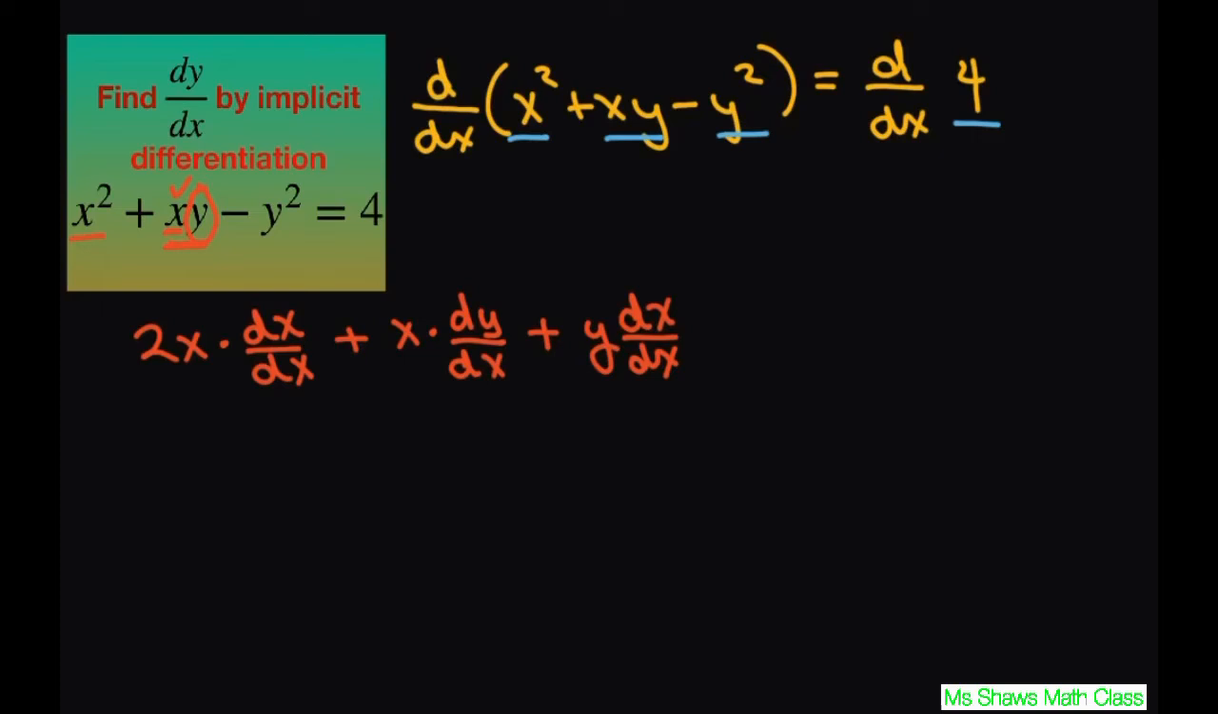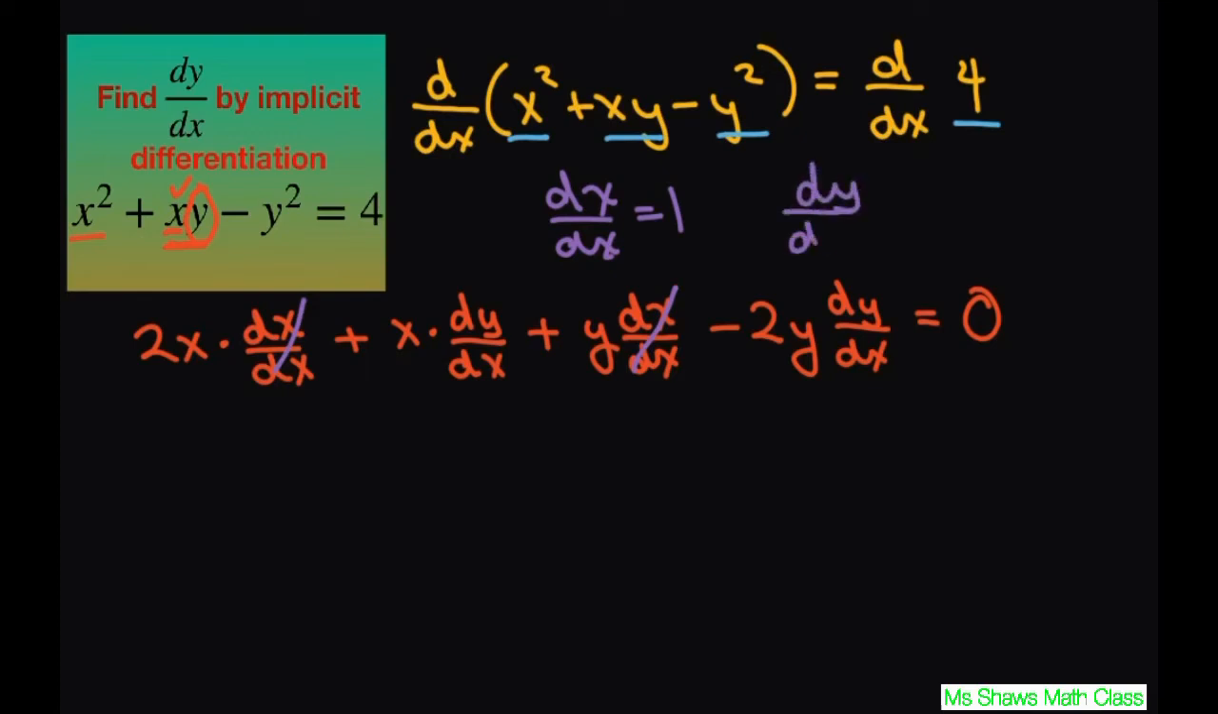All right, so that's the product rule. Minus 2y, and that was the derivative of y with respect to x. And then the derivative of 4 is 0. Now I'm going to do two things here. The derivative of x with respect to x equals 1, so I'm going to cross those two out. And I'm also going to rewrite the derivative of y with respect to x as y prime. The reason I'm doing that is because it looks nicer, especially if you're doing a lot of these, the y prime is a little easier to look at.